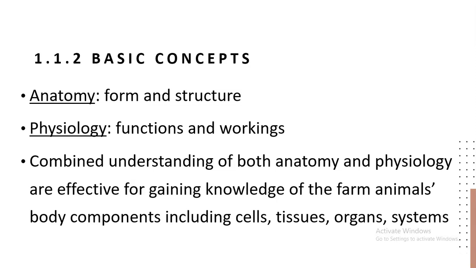Anatomy is how those things are arranged: where the eyes are located, where the ears are located, where the feet are located, where the skin is located, and all that. But how those things function and work together for an animal's benefit has to do with physiology. So therefore, a combined understanding of both anatomy and physiology is effective for gaining knowledge of the farm animal's body components, including cells, tissues, organs, and systems.